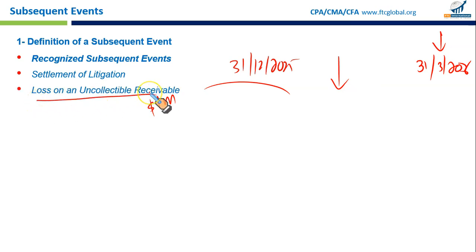Similarly, loss on uncollectible receivable, I just gave you the example before that. So these are the events that require adjustment in financial statements. These conditions existed on the balance sheet date, so they require financial statement adjustment.